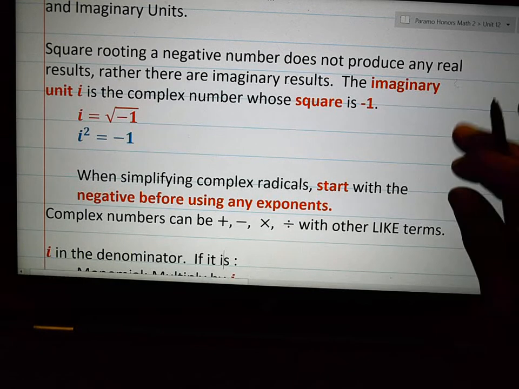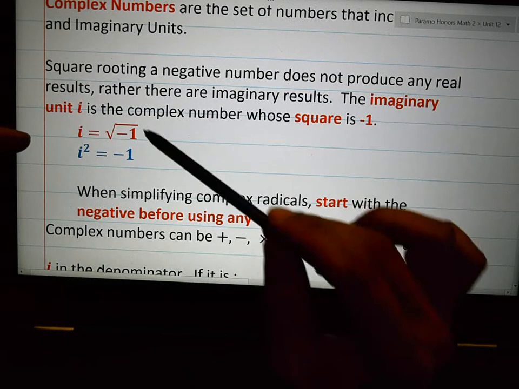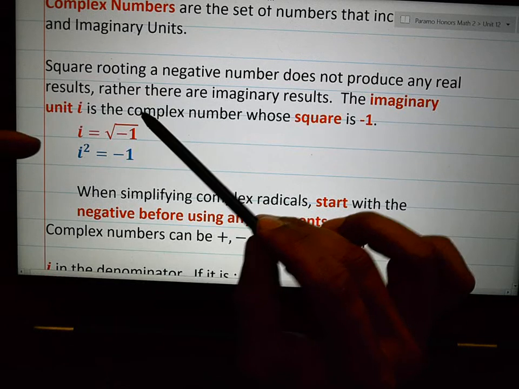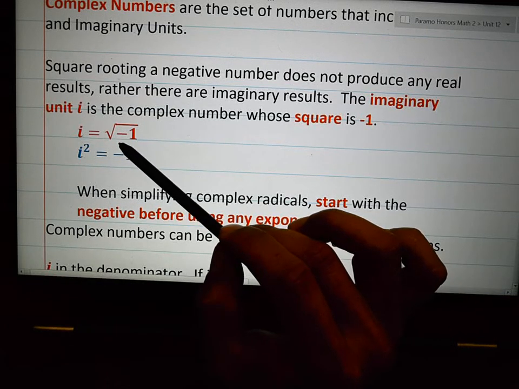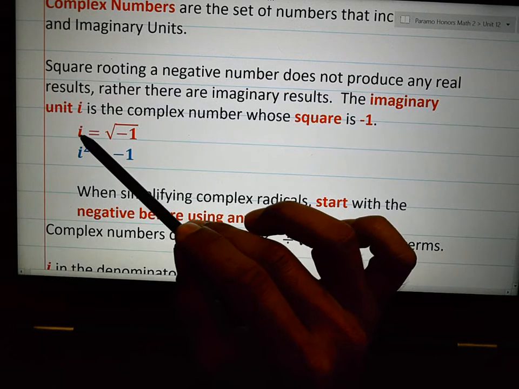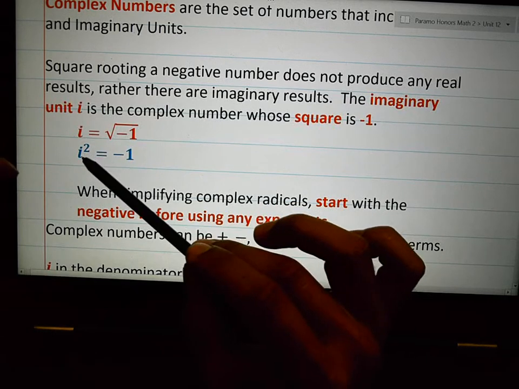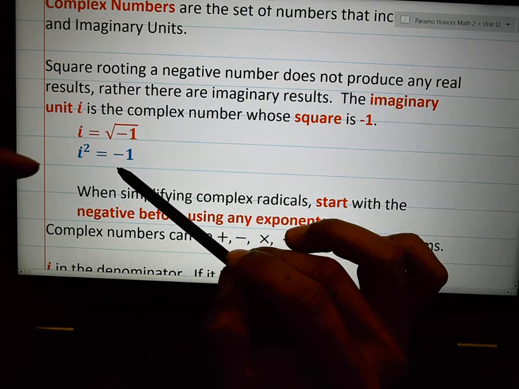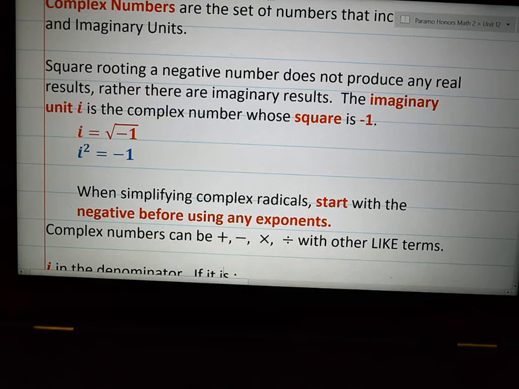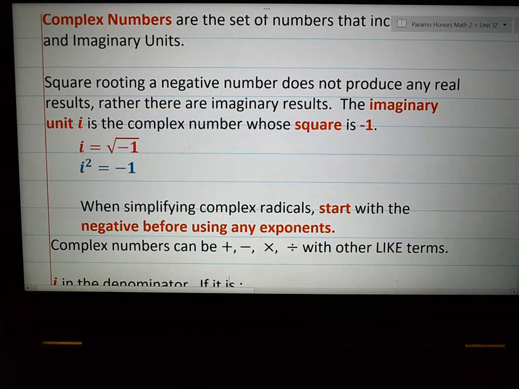Okay? So what we are going to do is go with the definition that the square root of negative 1 is going to be represented by the letter i, lowercase i. Lowercase i stands for imaginary number. i squared will equal negative 1 by definition. So, let me straighten that out just a little bit. There we go. That's what we're going to do.